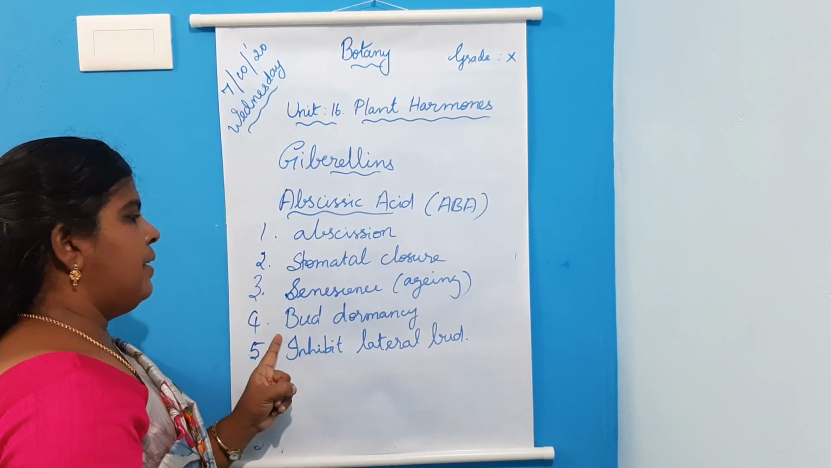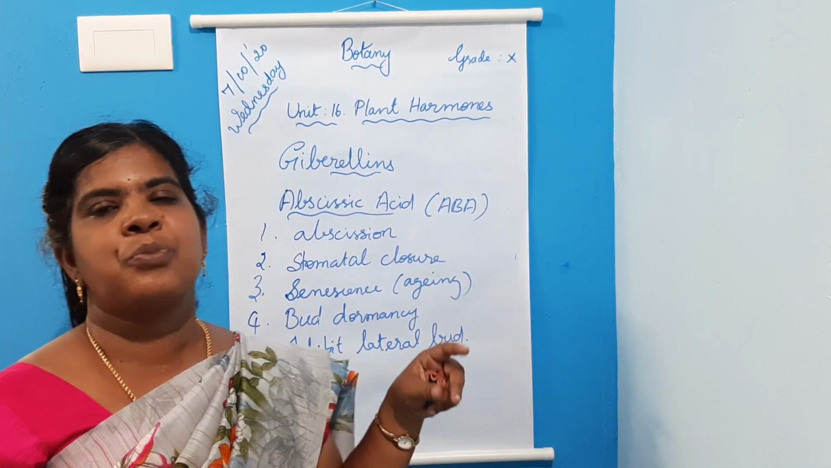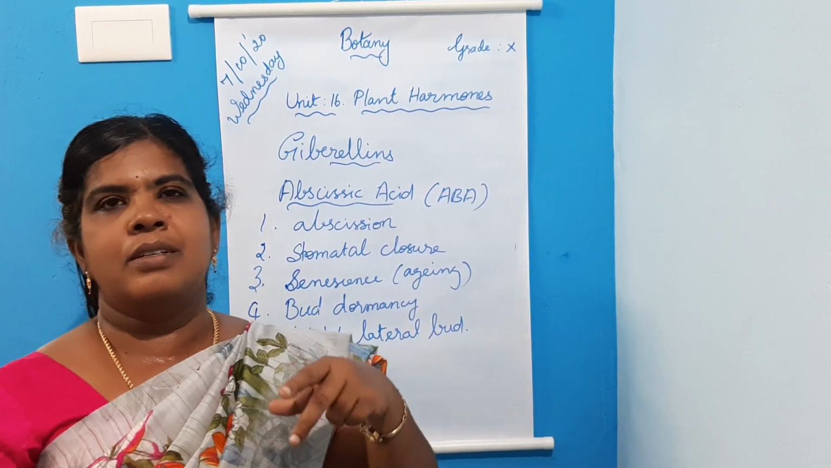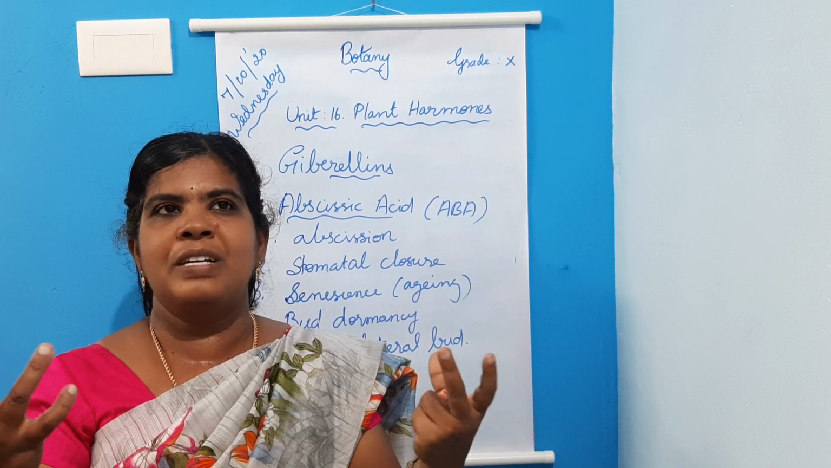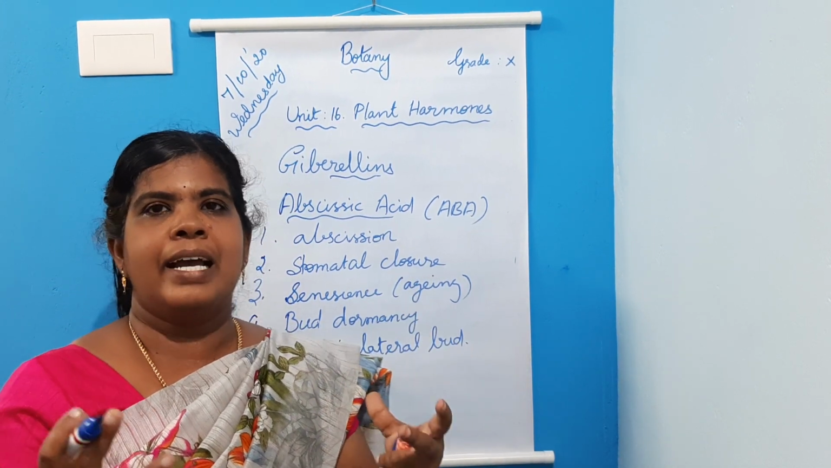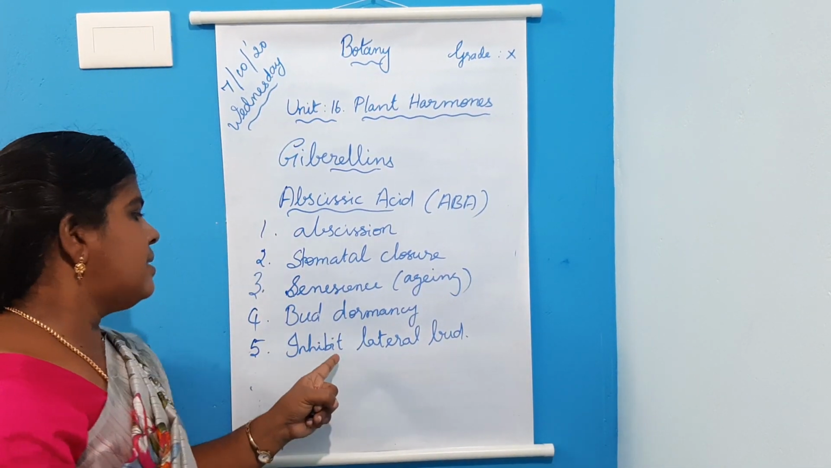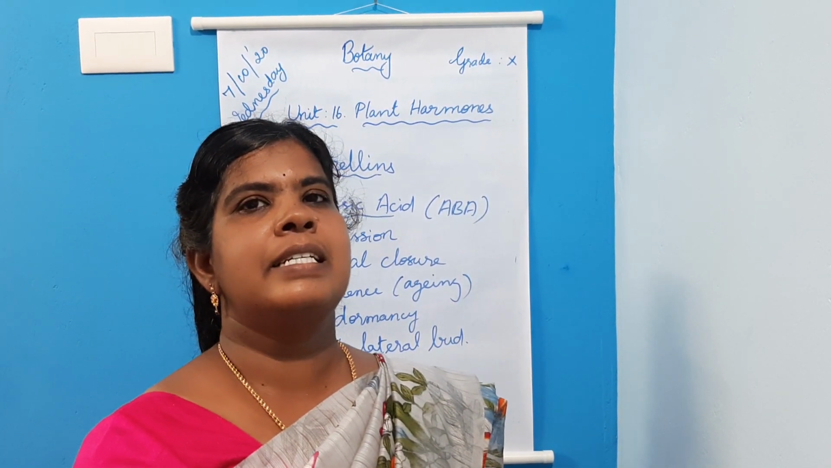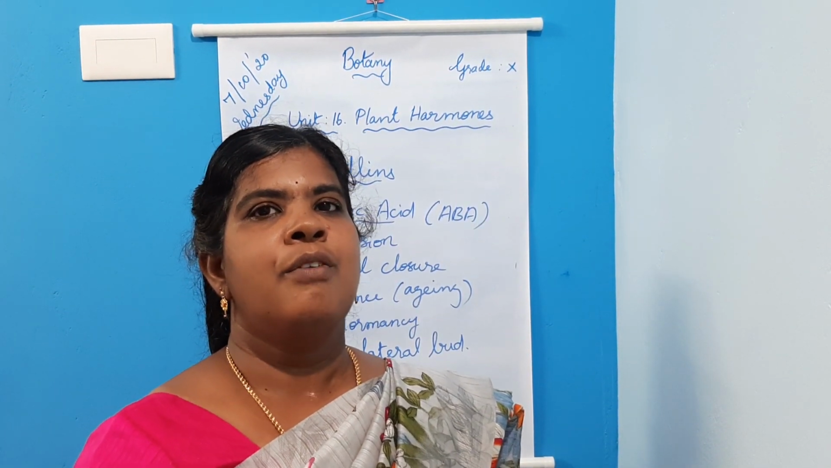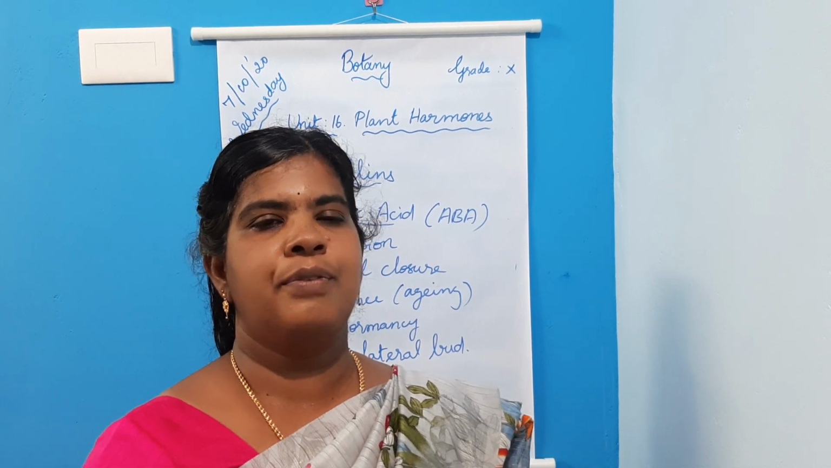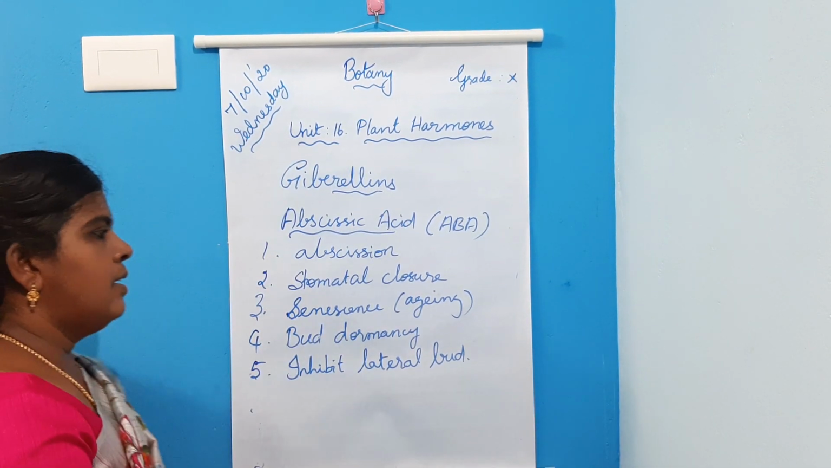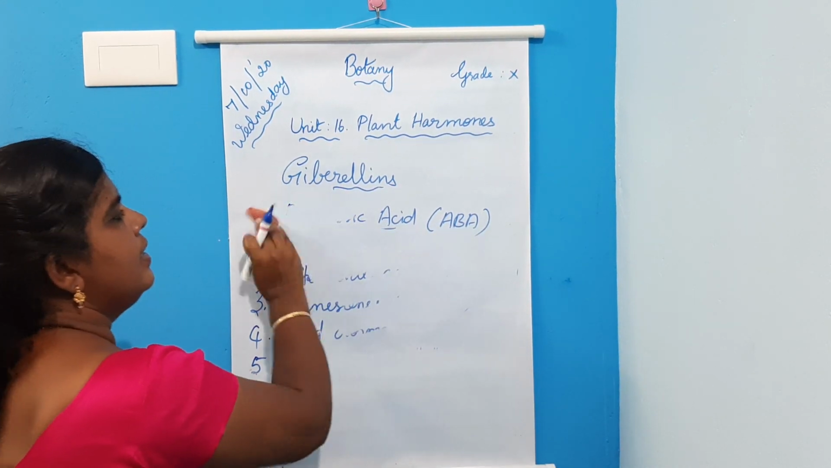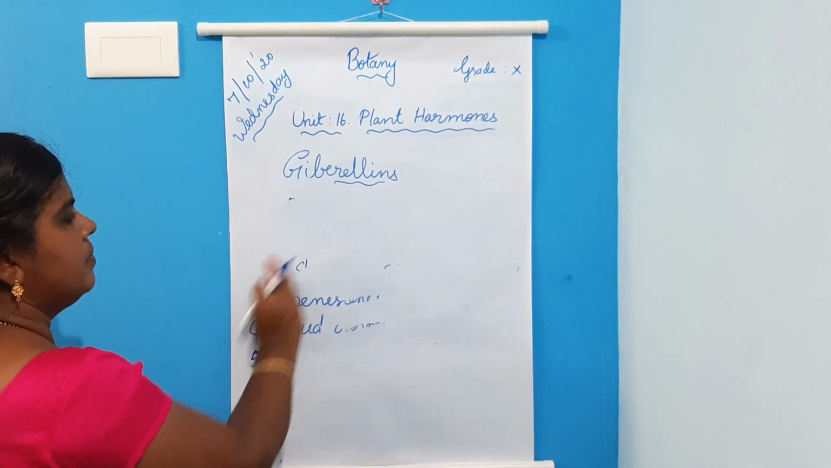Then the fourth effect is it promotes bud dormancy towards the approach of winter in certain trees like birch, etc. Next, it inhibits lateral bud formation. Abscisic acid inhibits lateral bud formation. These are the physiological effects of abscisic acid. What is the next one? The last one is ethylene.